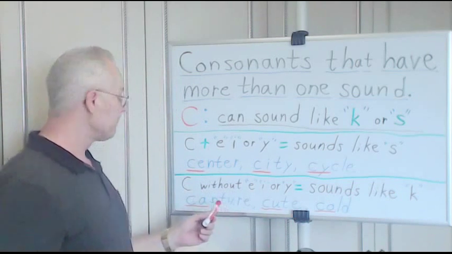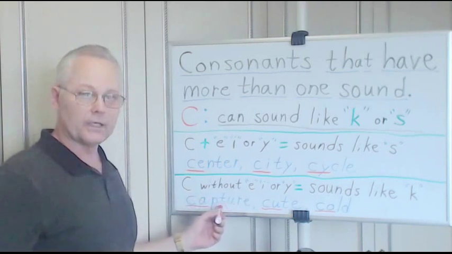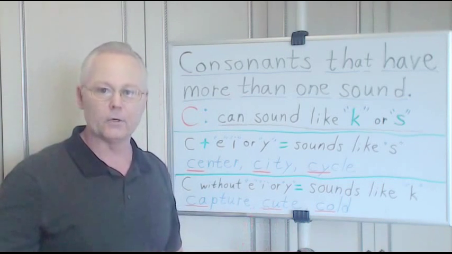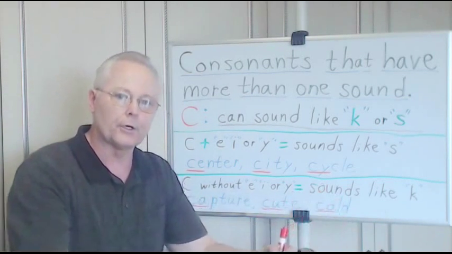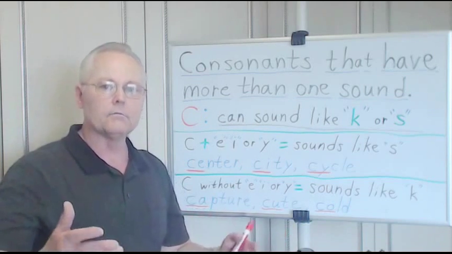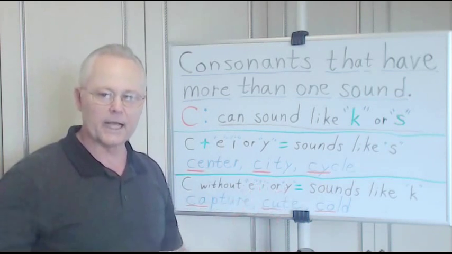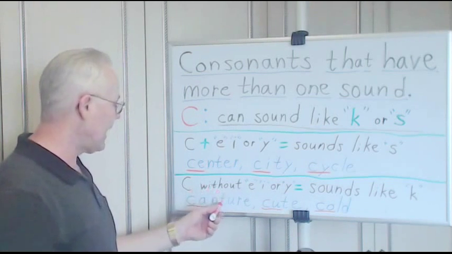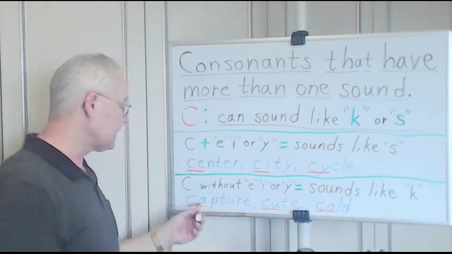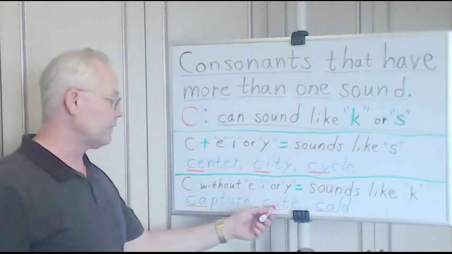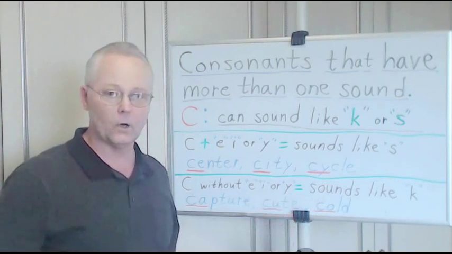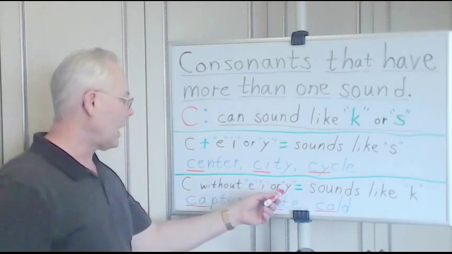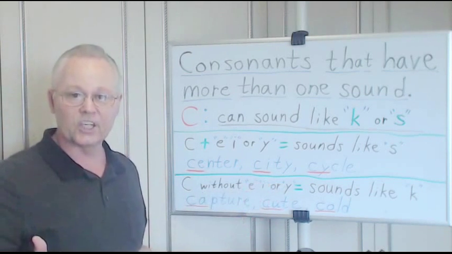For example, capture. Maybe there's a stray cat in your neighborhood that you would like to capture, so you could feed it, give it a good home, something like that. To catch something, to capture it. C-A, capture. C-U. Now, it doesn't have to be C-A, it doesn't have to be C-U, it doesn't have to be C-O. Just without E, I, or Y, we get the K sound.